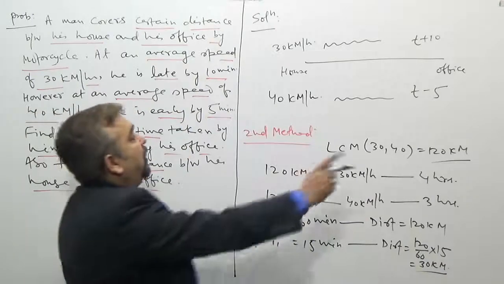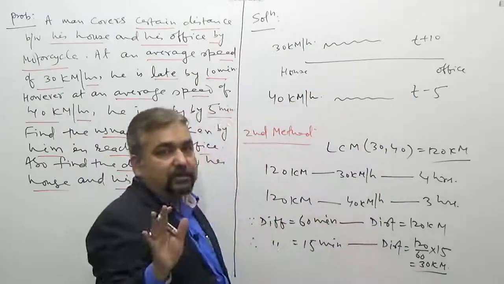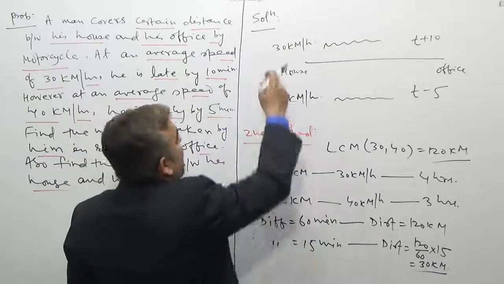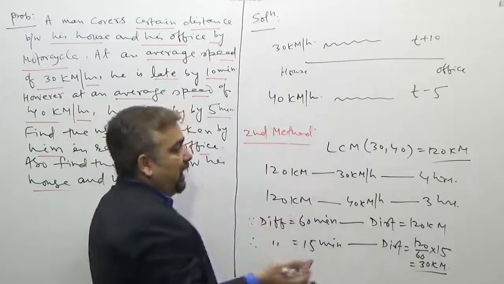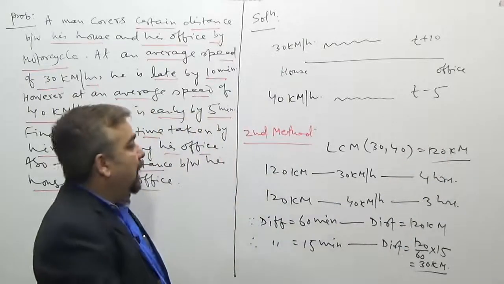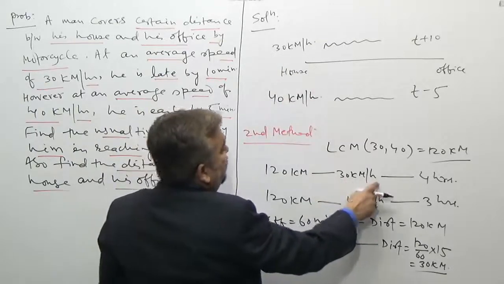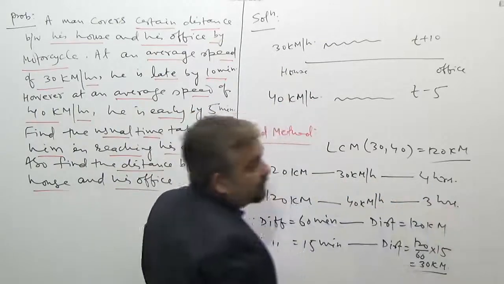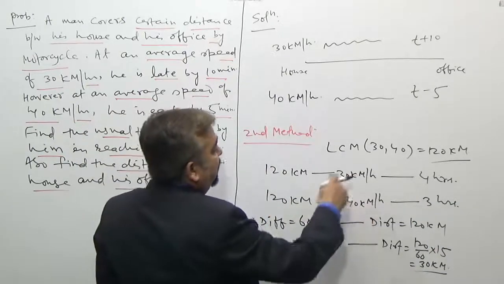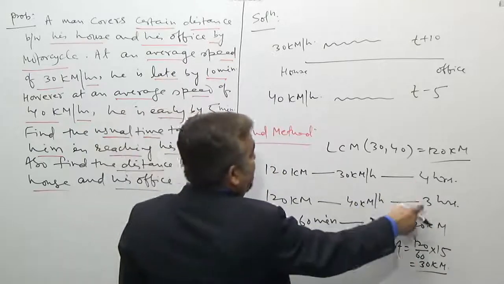What I have done here? I have taken some distance between his house and office. You can take any distance. But for calculation convenience, I have taken the distance as the LCM of 30 and 40, which is 120 kilometers. Now, 120 kilometers covered with the speed of 30 kilometers per hour, time taken is 4 hours. 120 kilometers covered with 40 kilometers per hour speed, time taken is 3 hours. So, the difference between timing is 1 hour.